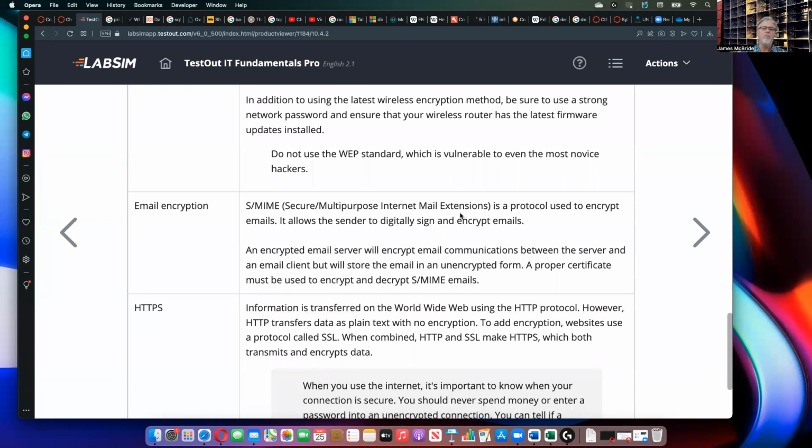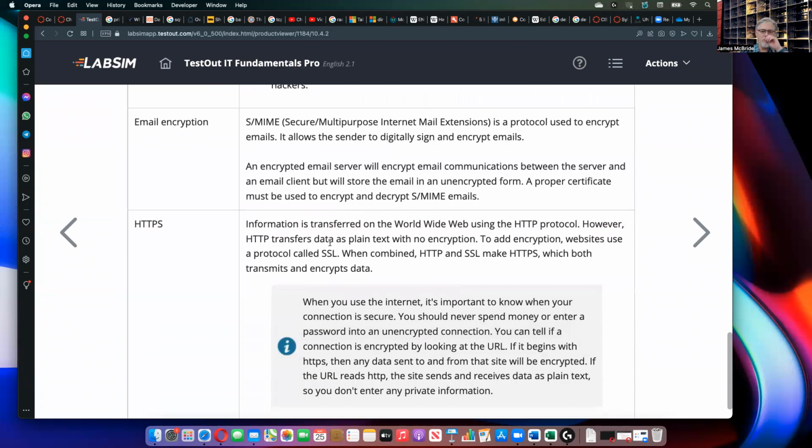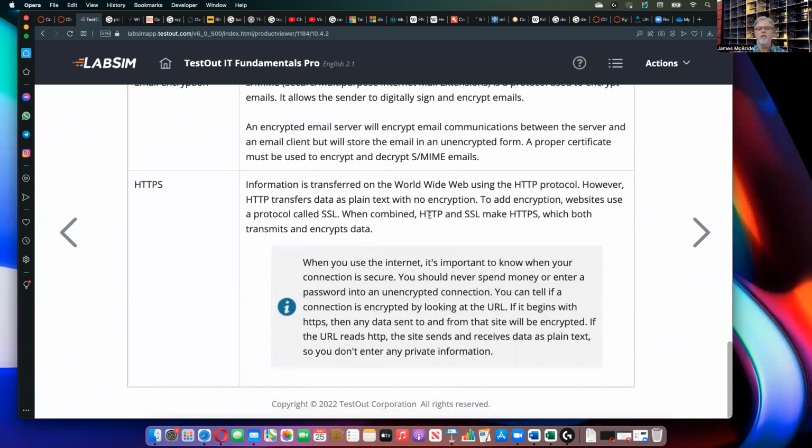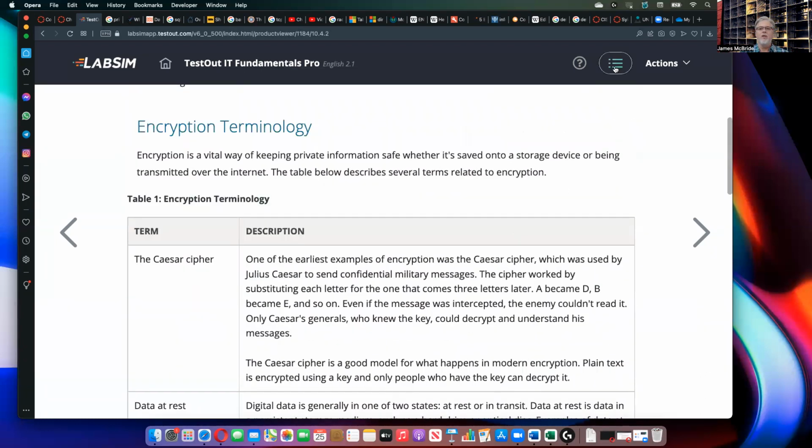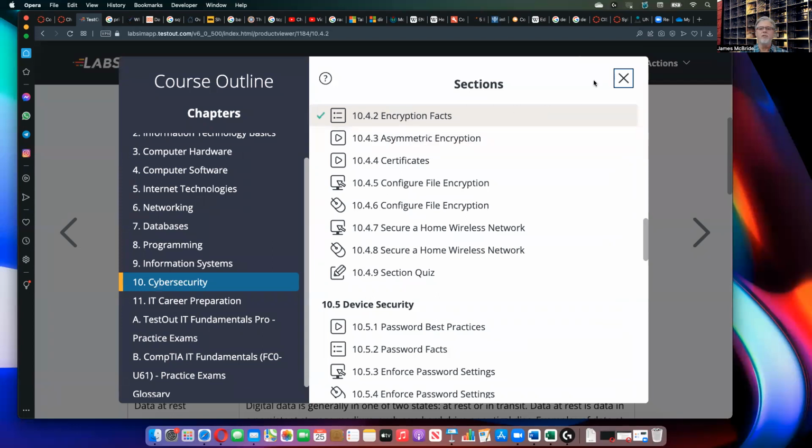Anyway. And then it talks about email encryption. It talks about HTTPS, which uses Secure Socket Layer to get that done. And they tell you a little bit about that. We're going to move on and take a look at, oh yes, I need to look at some asymmetric encryption.